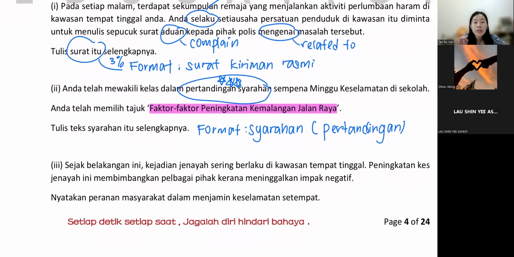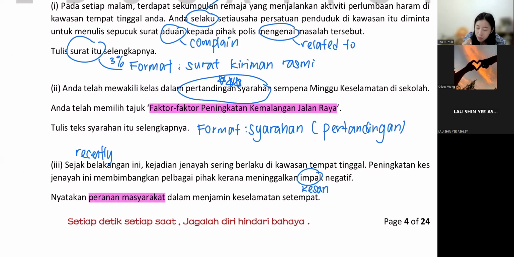Like number 3, sejak belakangan ini, recently. Kejadian jenayah sering berlaku di kawasan tempat tinggal, which is the criminal case always happens in your housing area. Peningkatan jenayah ini membimbangkan pelbagai pihak kerana meninggalkan kesan negatif. Impact means kesan, which is effect, negative effect. Okay, nyatakan peranan masyarakat dalam menjaminkan keselamatan setempat. Setempat means local. And they specifically mention peranan masyarakat.